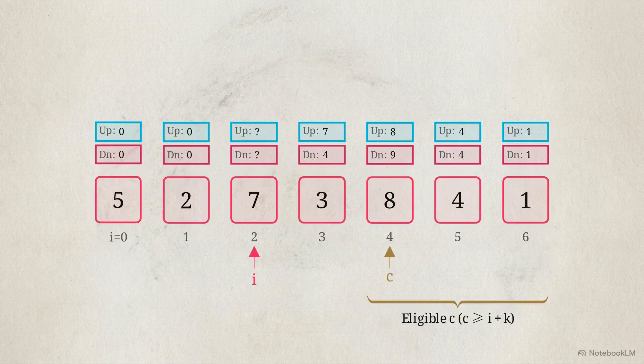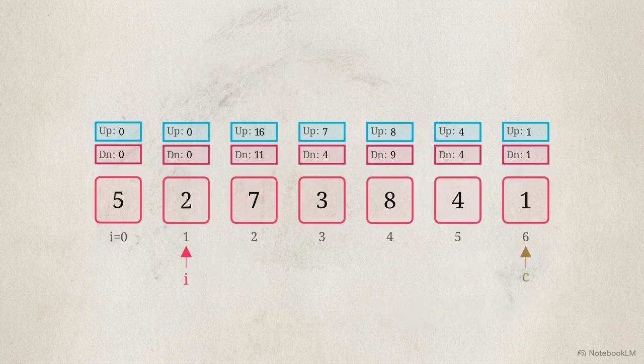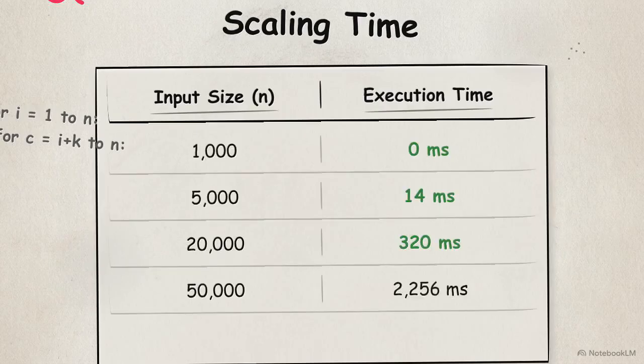To populate these, we look at every future index C that is at least k distance away. If the value at I is less than the value at C, we are moving up. We add our current value to the downward starting maximum already stored at C. Symmetrically, if the value at I is greater than the value at C, we are moving down. We add our current value to the upward starting maximum stored at C. Capturing both the upward and downward trajectories simultaneously ensures that every valid alternating sequence is accounted for in the final result.